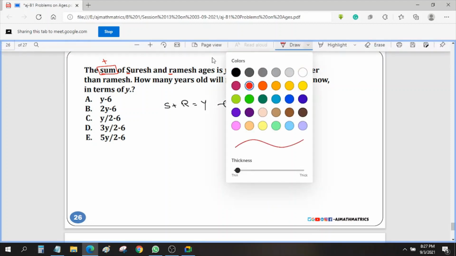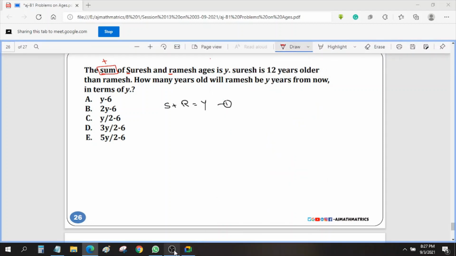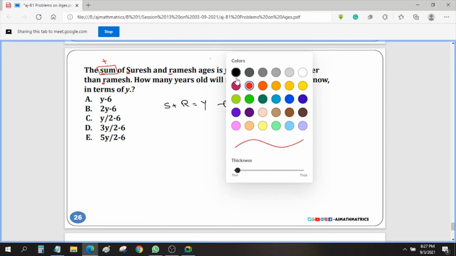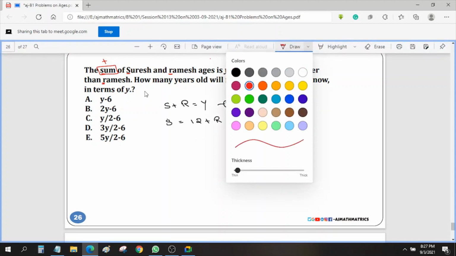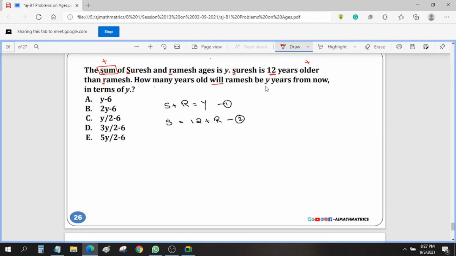Now coming to the second point. Suresh is 12 years older than Ramesh. So Suresh is 12 years older means plus than Ramesh. Now I am converting this data into the equation. So Suresh equals 12 plus Ramesh. This is the second equation. Okay. Now the question is, how many years older will Ramesh be y years from now, in terms of y?